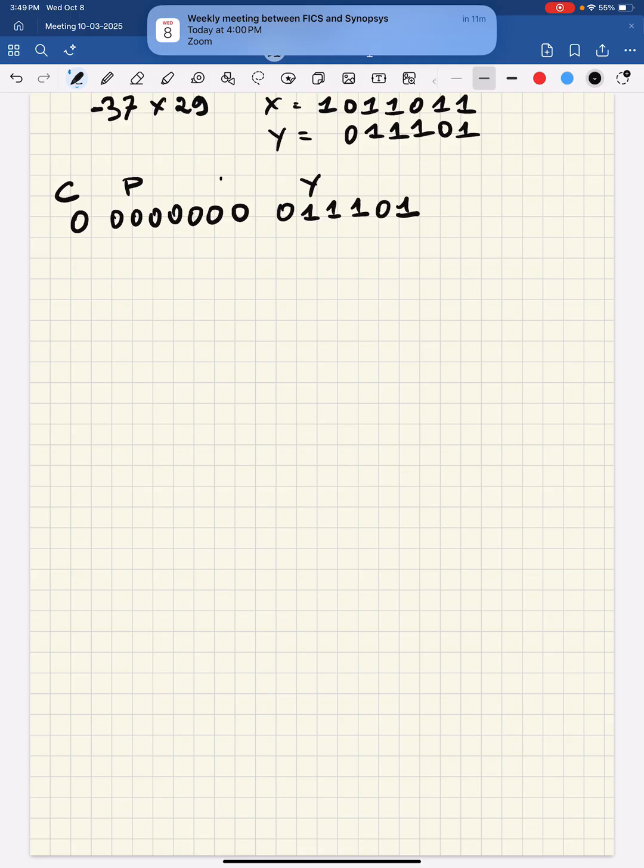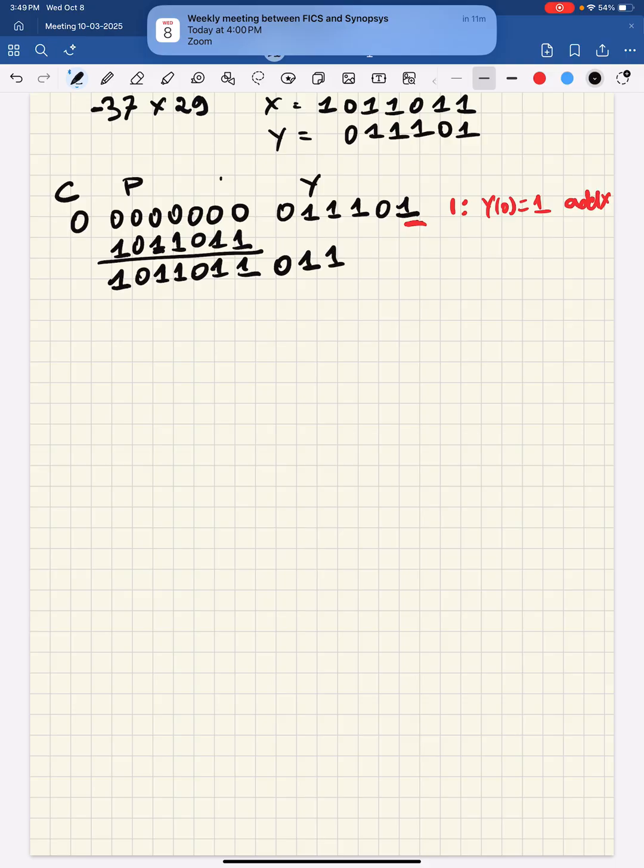Now the first iteration: we look at this number and put here iteration 1. The y0 is equal to 1, so we'll add x. Adding x means we take the value of x, which is 1 0 1 1 0 1 1, and the result is 1 0 1 1 0 1 1, and then we bring this down: 0 1 1 1 and 0 1.